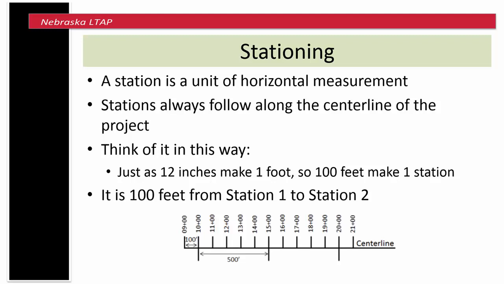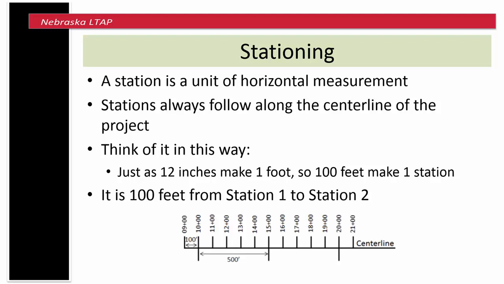Stationing. In the past, understanding stationing has been difficult for some students in the pre-exam class. During this portion of the class, I'll explain how to use stationing to find any point or construction feature on a set of construction plans. As shown on the slide, a station is a unit of horizontal measurement along the center line of a project. Whether your project has a length of 50 feet or 50 miles, stationing is used. A station is a length of 100 feet.